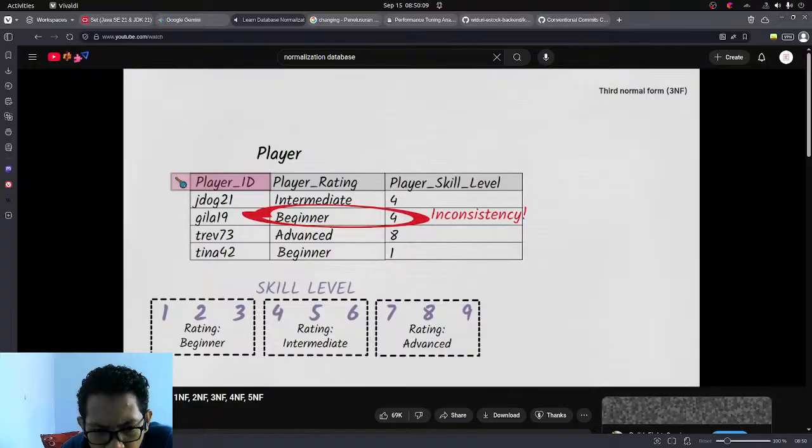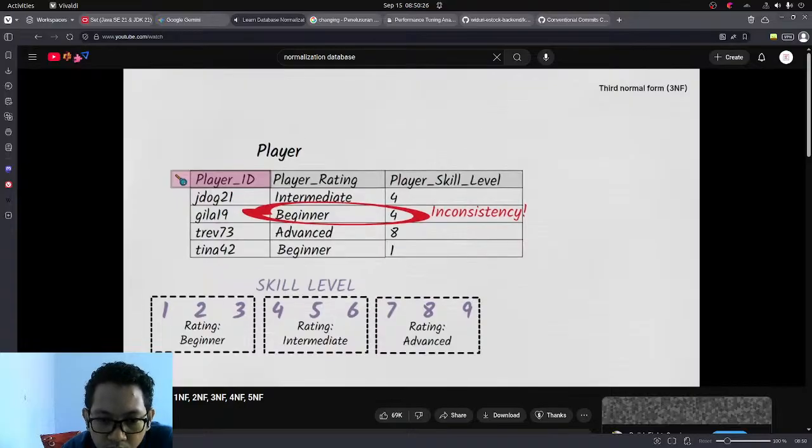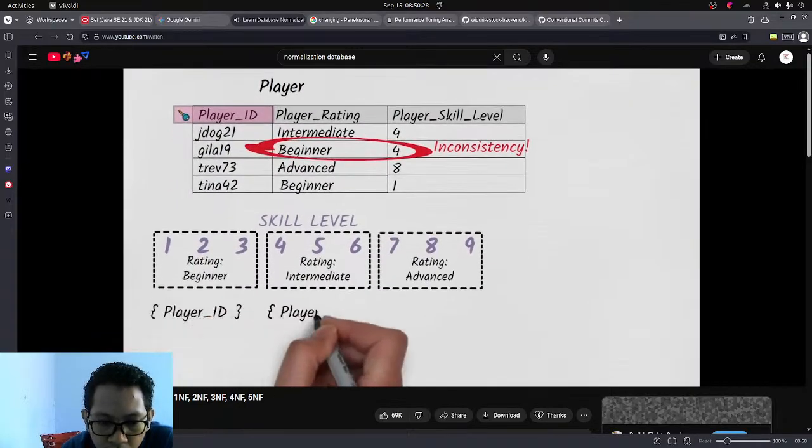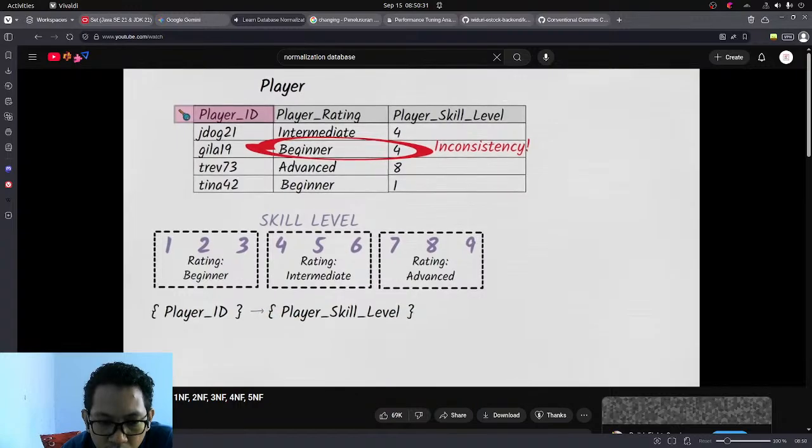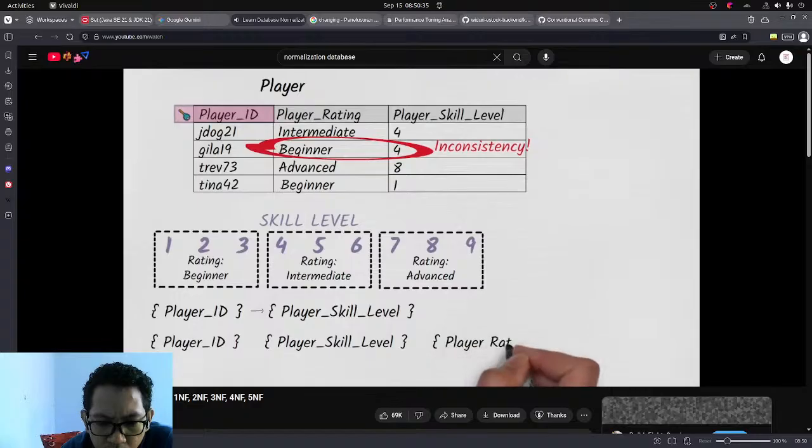Second normal form didn't flag up any problems. There's no attribute here that depends only partially on the primary key. As a matter of fact, the primary key doesn't have any parts. It's just a single attribute. And both player rating and player skill level are dependent on it. But in what way are they dependent on it? Let's look more closely. Player skill level is dependent on player ID. Player rating is dependent on player ID too, but only indirectly, like this.